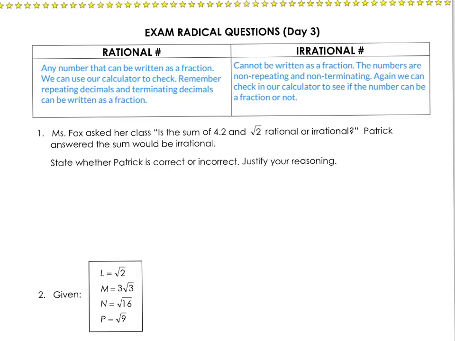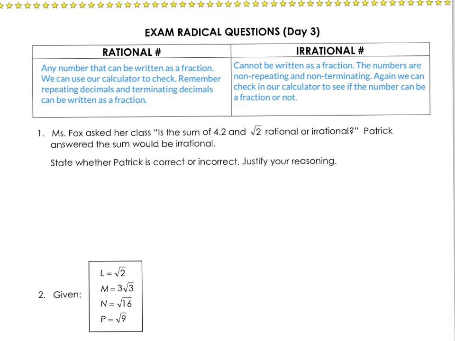So the typical questions that you've seen and that you should be able to answer are things like this. Miss Fox asked her class, is the sum of 4.2 and radical 2 rational or irrational? Patrick answered that the sum would be irrational. Now we need to state whether Patrick is correct or incorrect and justify our reasoning.